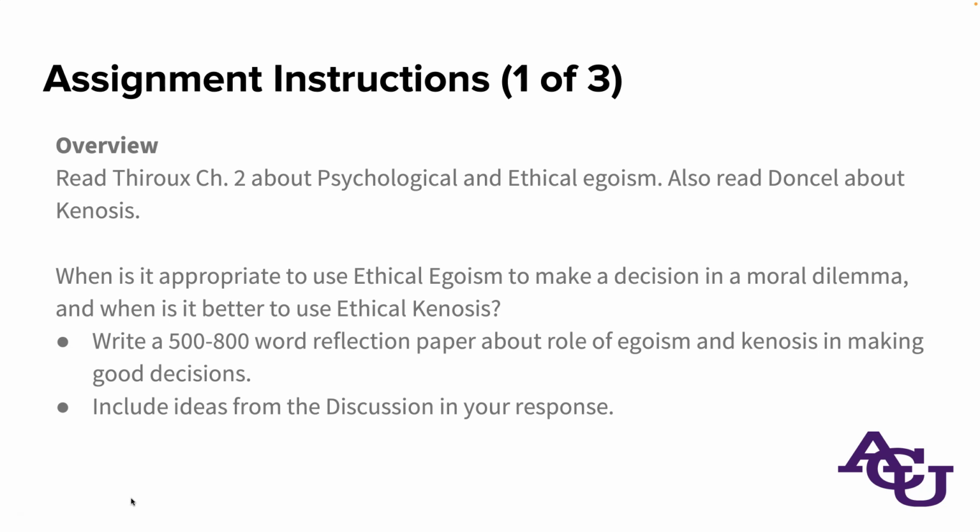Specifically, you need to write a 500 to 800 word reflection paper about egoism and kenosis and the roles that they play in making good decisions. So what does that mean? Well, 500 to 800 words is going to be right around 2 full body pages, so not counting cover page or title page, not counting the references, 2 to about 3 1/4 pages of main text.